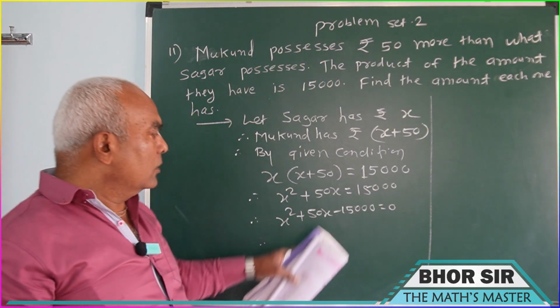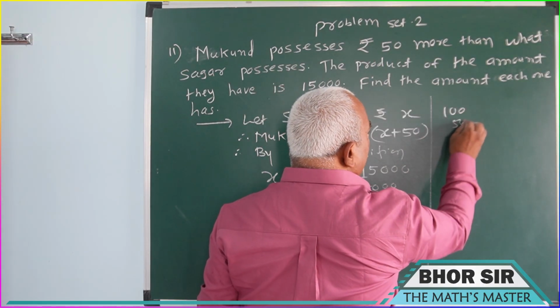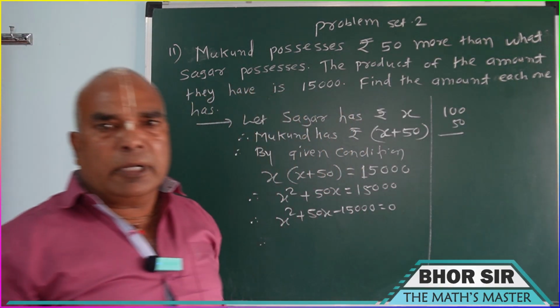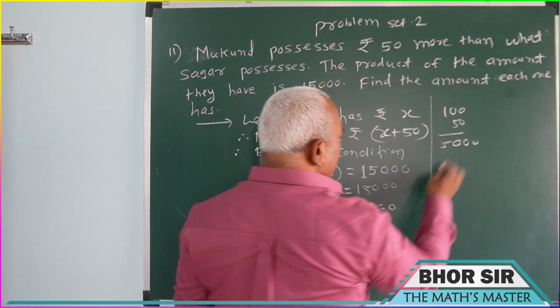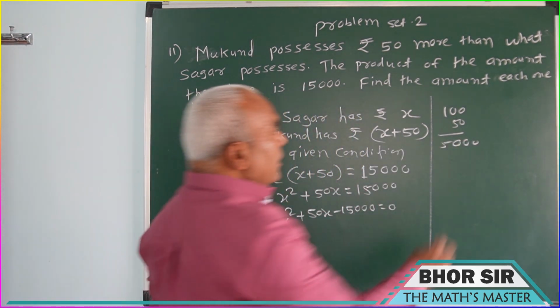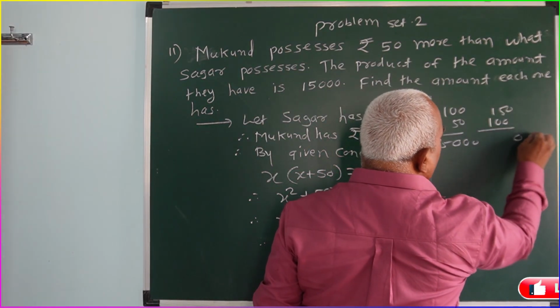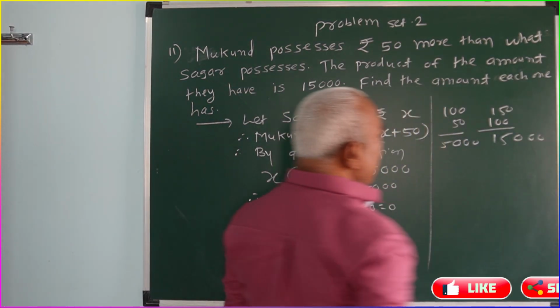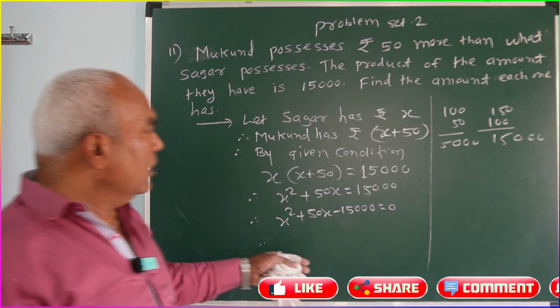Now see here, there are two numbers whose difference is 50 and whose multiplication is 15,000. Take any two numbers whose difference is 50, simply 150 and 100, difference 50. Now take the product: 5,000 coming. But here it is 15,000, so increase the numbers. Take directly 100 and 150. The answer 15,000 came.